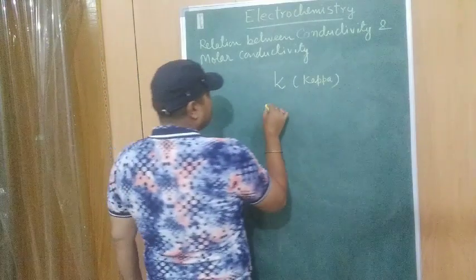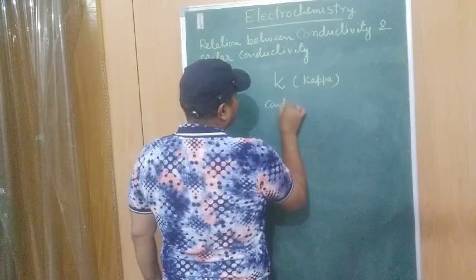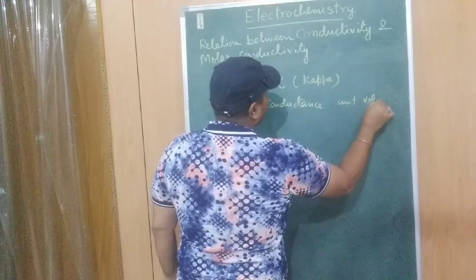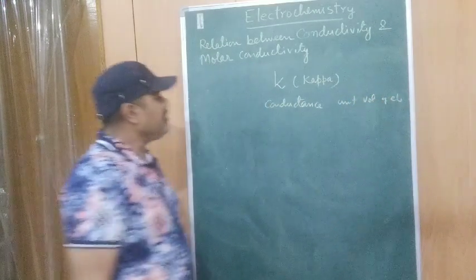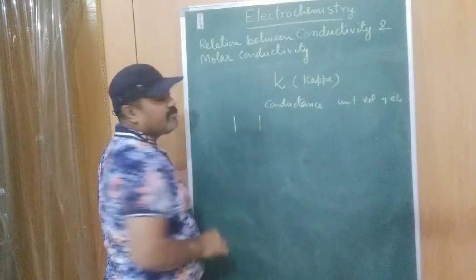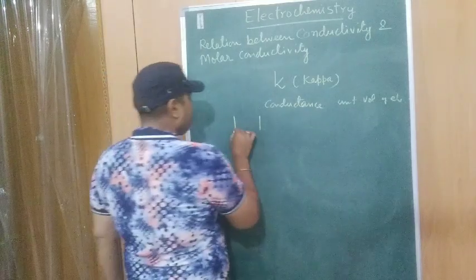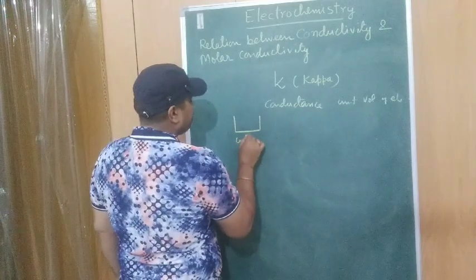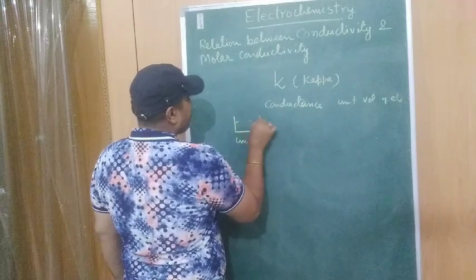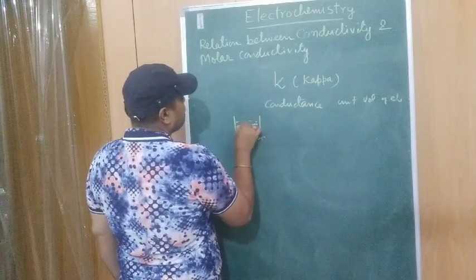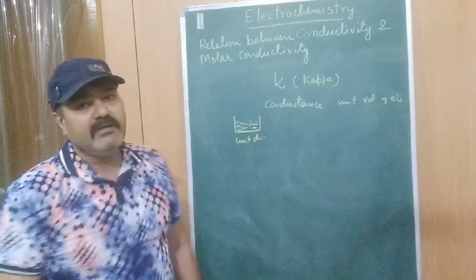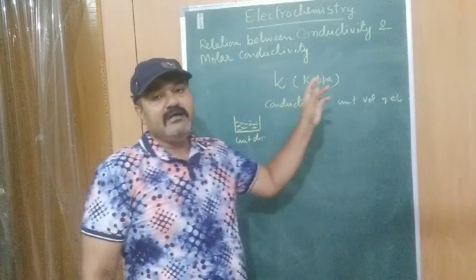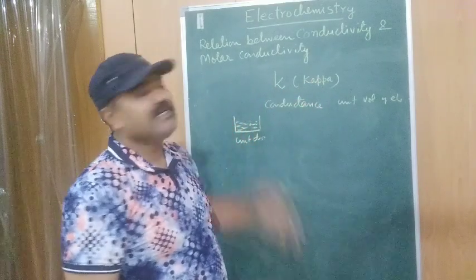This may be defined as the conductance of the unit volume of electrolyte. Means if the unit volume of the electrolyte is kept in between the two electrodes which are at unit distance apart from each other, and we fill it with an electrolyte having unit volume, then whatever the conductance of this one, that will be the conductivity.